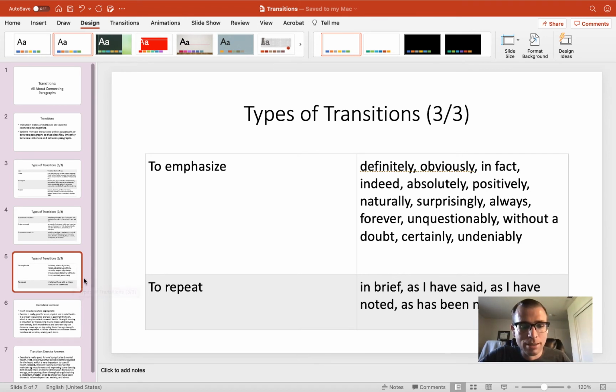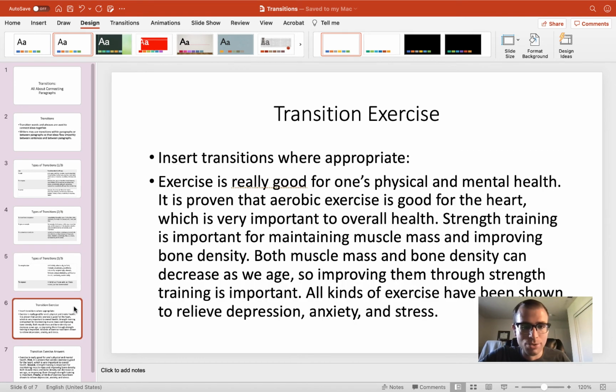But rather than end here, I'd like to take us through a quick transition exercise. Take a moment to read the following paragraph. You may want to pause the screen or listen as I read out loud.